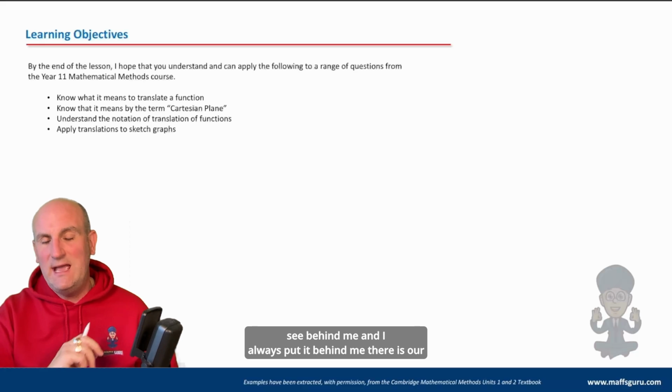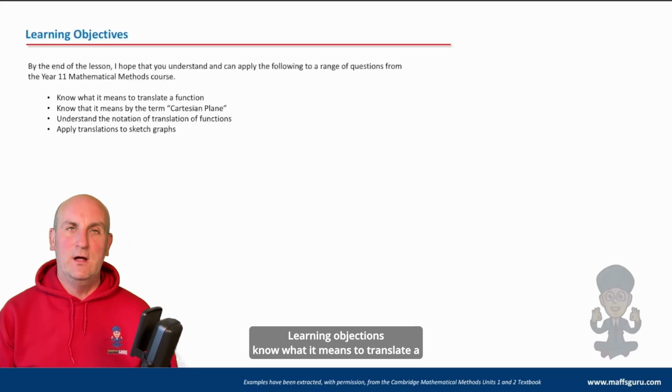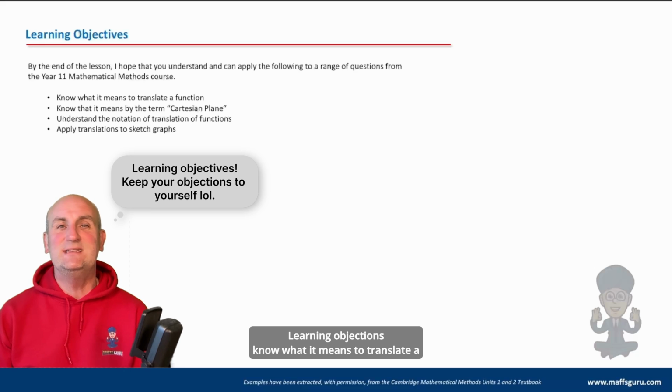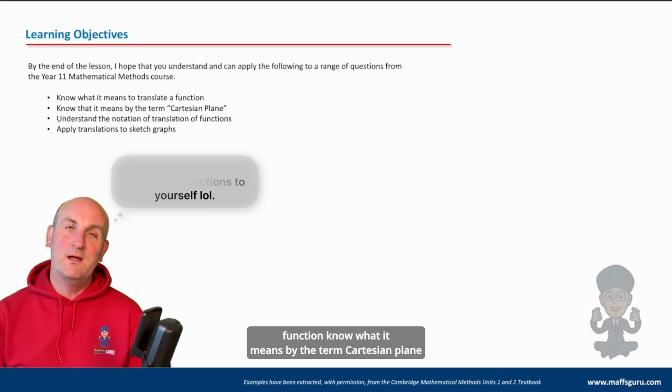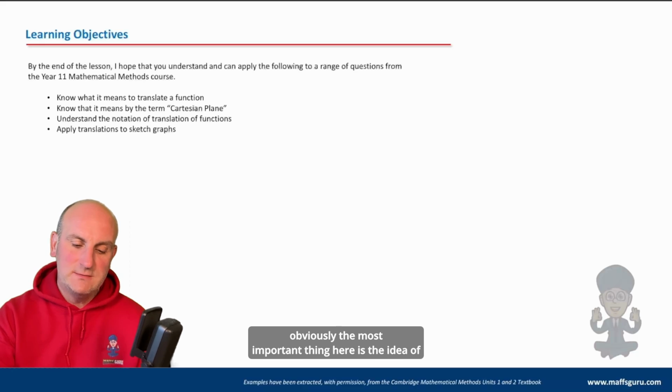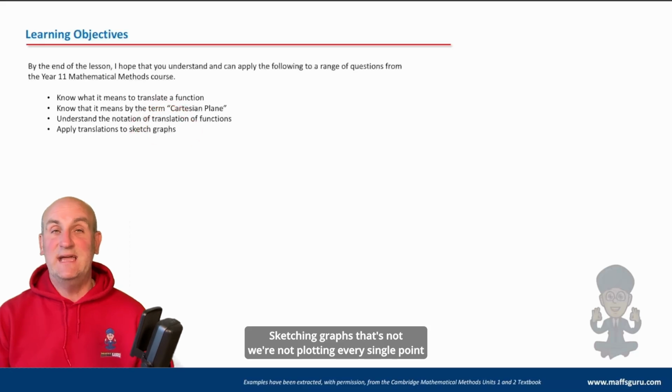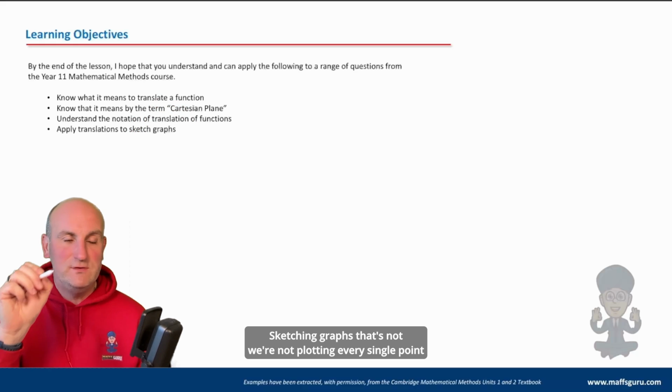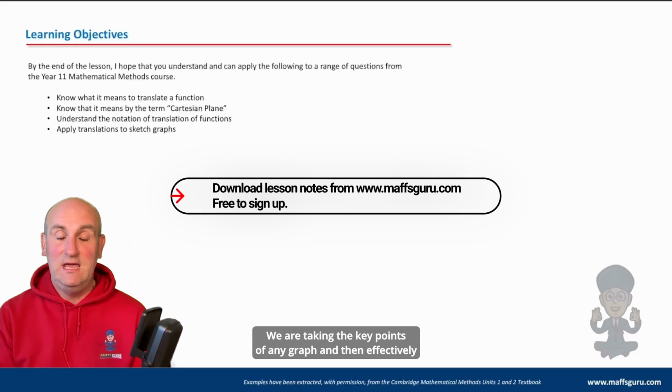And as you can see behind me, and I always put it behind me, there are our learning objectives. Know what it means to translate a function. Know what is meant by the term Cartesian plane. Understand the notation of translation of functions and apply translations to sketch graphs. Now, obviously, the most important thing here is the idea of sketching graphs. We're not plotting every single point. We are taking the key points of any graph and then effectively sketching them.